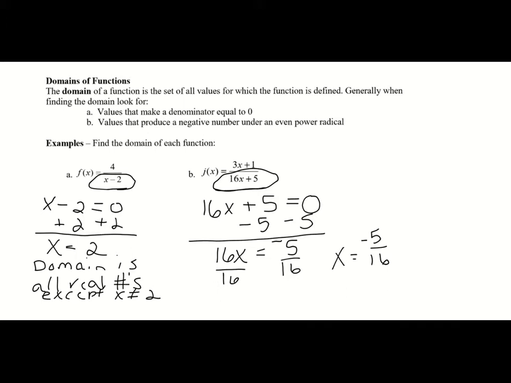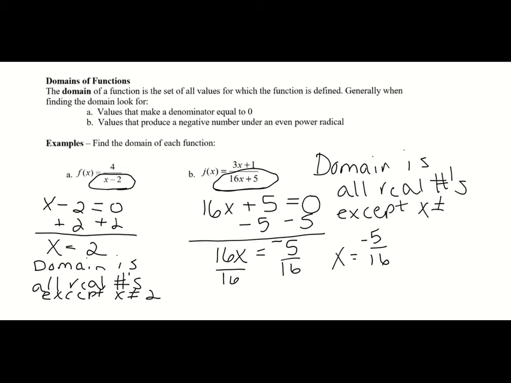So again, this means our domain is going to be all real numbers except x cannot equal negative 5/16, because if it's negative 5/16, then we would get a 0 in our denominator. So that's where it would be undefined.